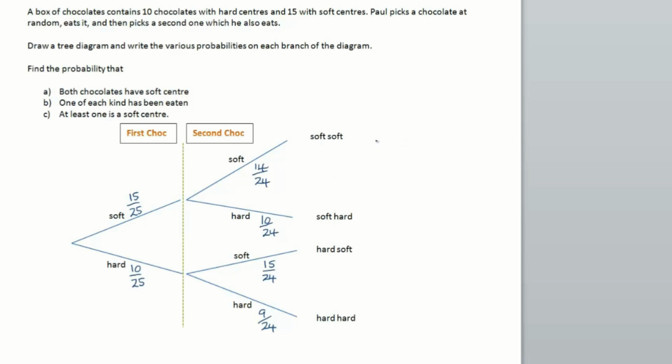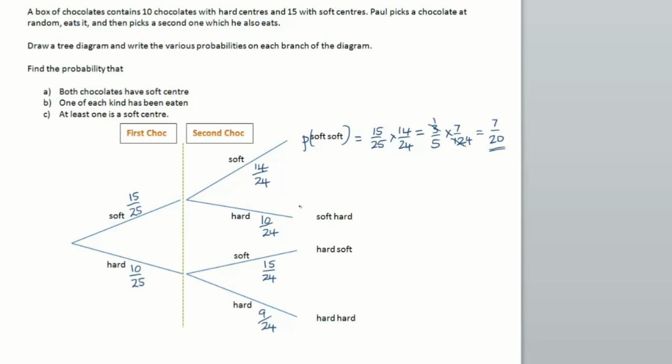So let's have a look. I've put on the end of here the situations that going along that branch represents. So both chocolates having a soft centre, so the probability of soft followed by soft is 15 over 25 multiplied by 14 over 24, which I will simplify at this point. That's 3/5 multiplied by 7/12. Now I can cancel down here because I'm not doing anything else with this answer. 3's going to that once, 3's going to that 4 times. So the probability of pulling out a soft-centred sweet followed by another soft-centred sweet is 7/20.